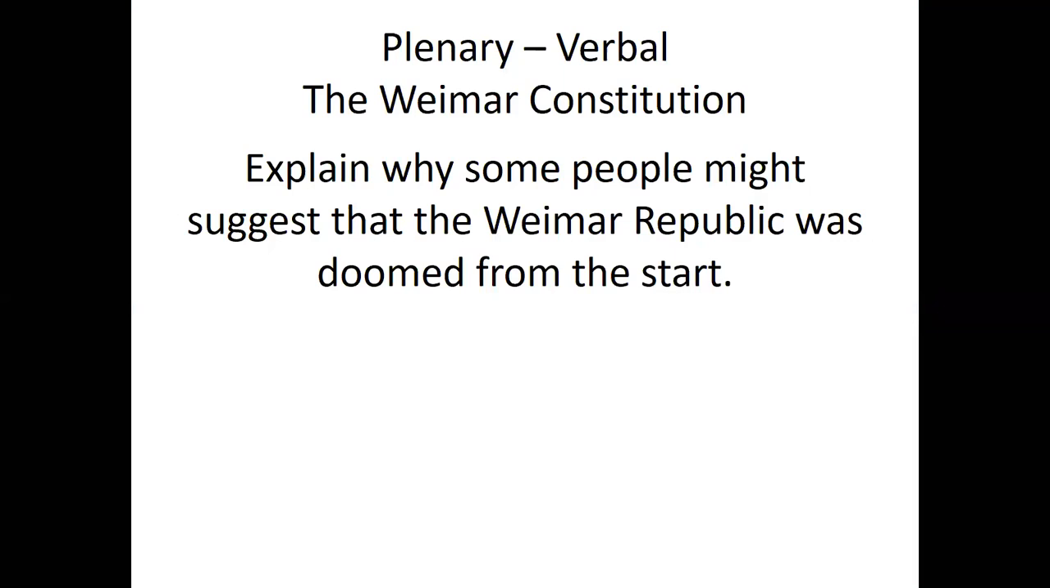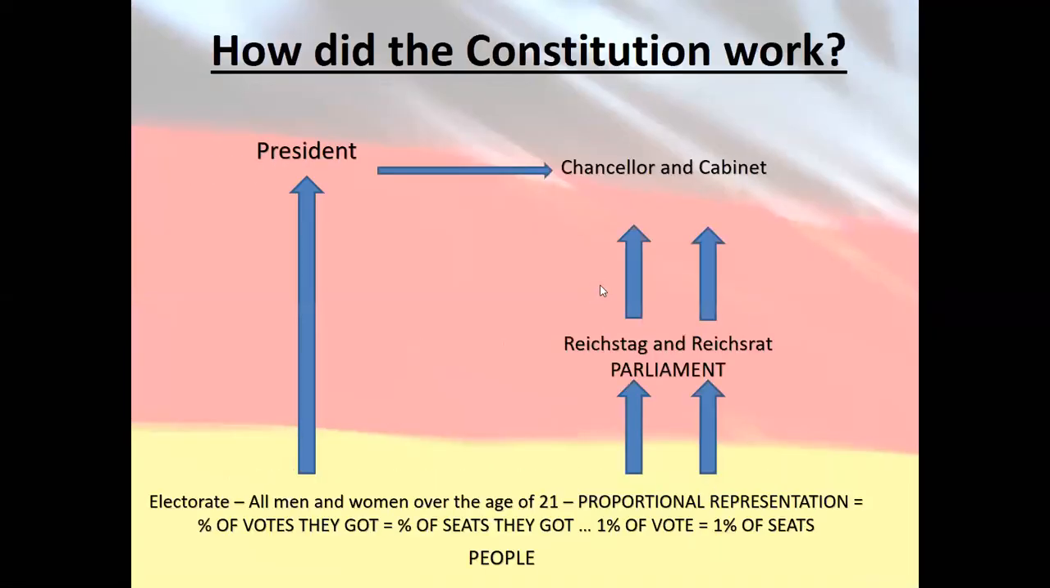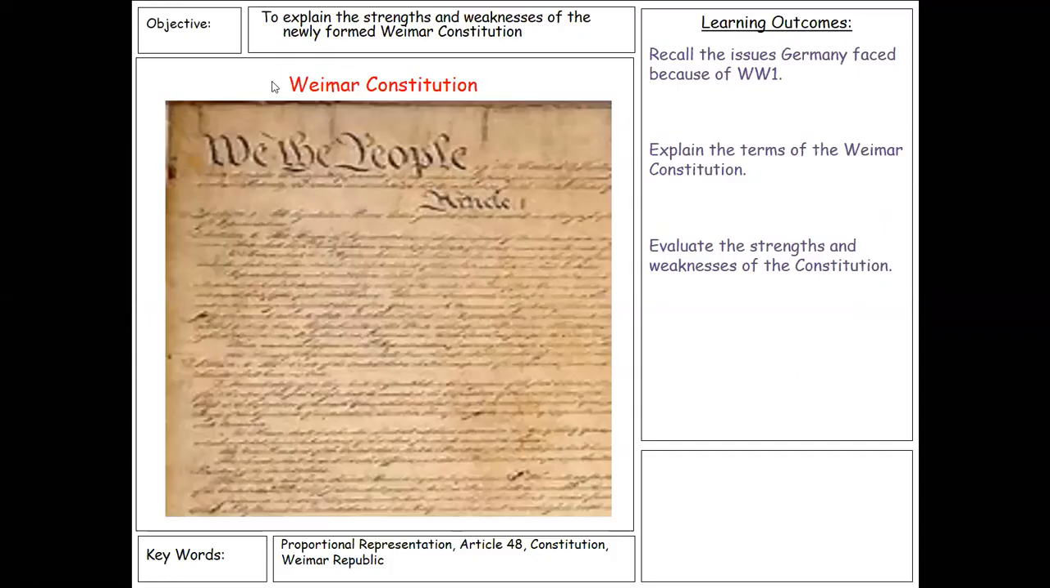Explain why some people might suggest the Weimar Republic was doomed from the start. What I want you to do is write a paragraph explaining why some people might think that the Weimar Republic was weak from the start and it was never, ever going to work. And once you've written that, you've then covered the second lesson on the Weimar Constitution. Now, this is something you must understand, so watching over it again wouldn't do you any harm to make sure that you get the rest of the course.